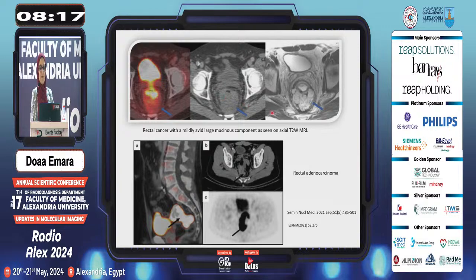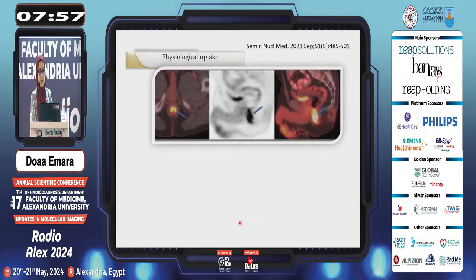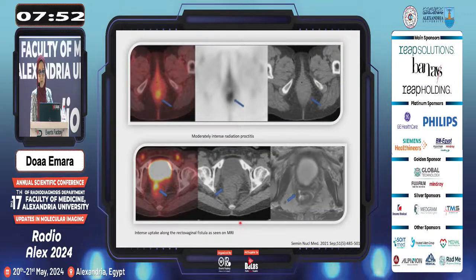And now this is a case of rectal mucinous type of carcinoma with characteristic hyperintense signal in T2, showing mild uptake in PET study, and compare this with adenocarcinoma that shows intense uptake. And we usually differentiate this from intense physiological uptake in the anal canal, and hemorrhoids, or post-management complications such as radiation proctitis and rectovaginal fistula, which is nicely demonstrated here in PET study.